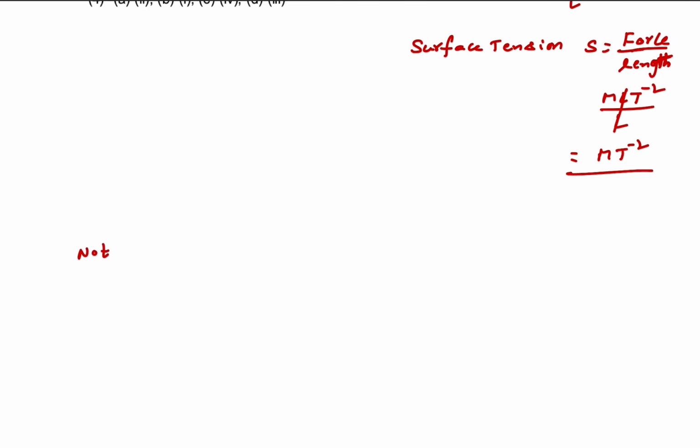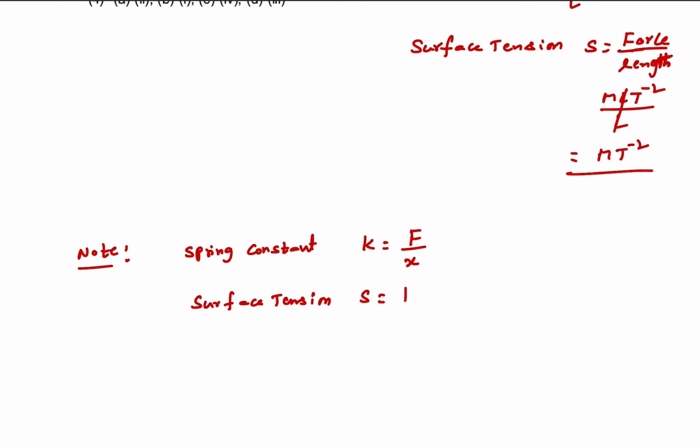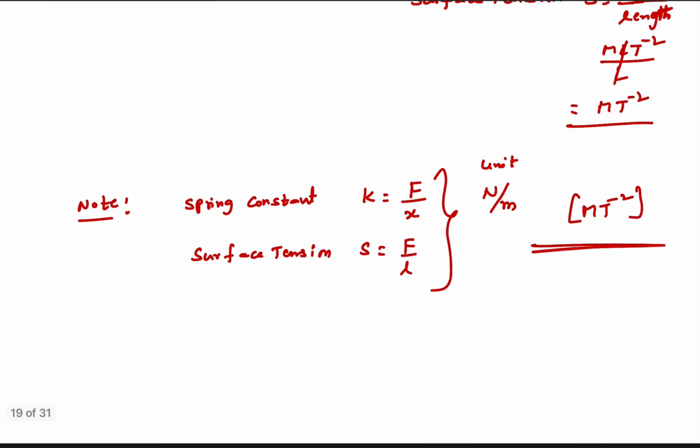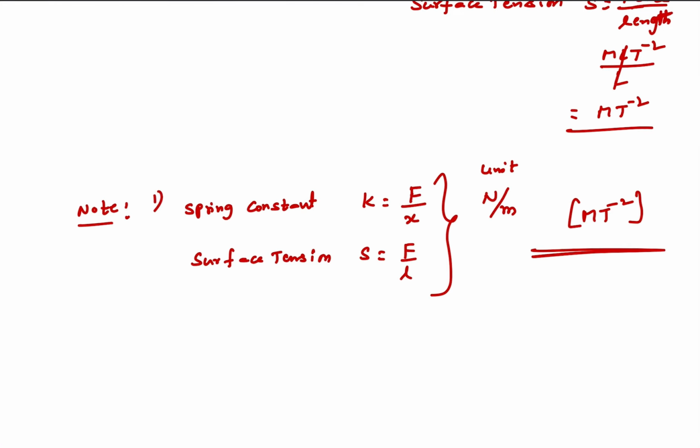I am going to give the one point here. Here only you can see a note. Spring constant K is equal to force per unit extension, and surface tension S is equal to force per unit length. Both are having Newton per meter unit, and dimension formula is M T power minus 2. Both are having same unit and same dimension.